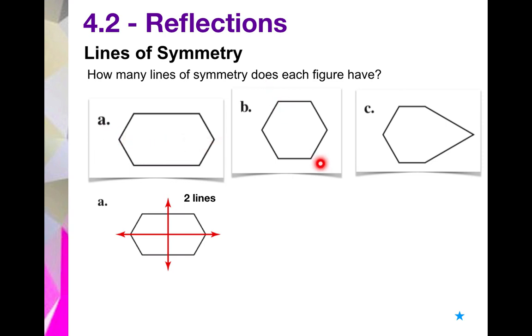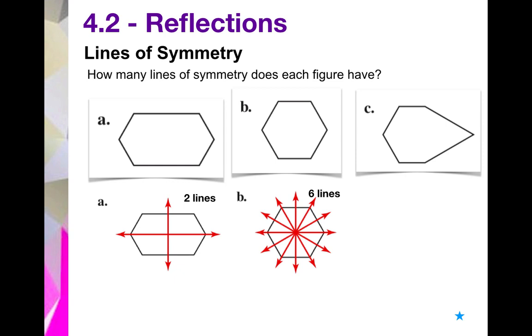How many lines of symmetry do you see here? There are 6 lines of symmetry. There's one that goes through each pair of opposite angles, and there are 3 more that go through the middle of each one of the sides. What about the lines of symmetry here? There's only 1 line of symmetry. If you try to draw any other line of symmetry, you'll see that it does not reflect around that line.